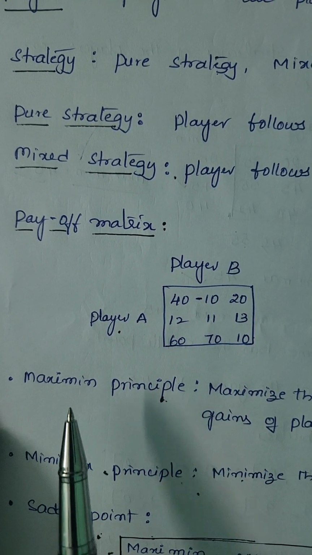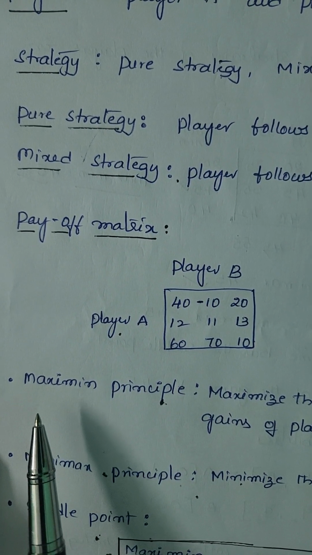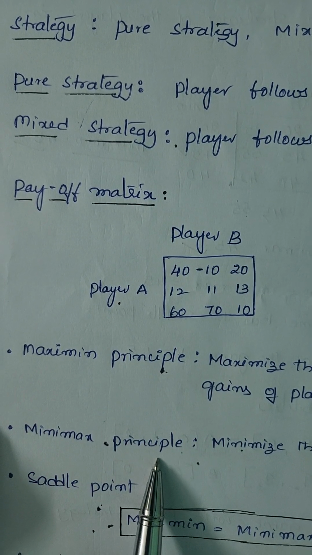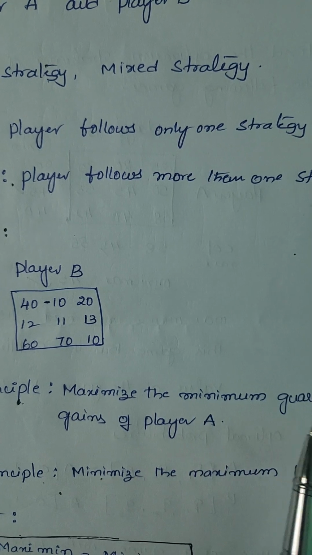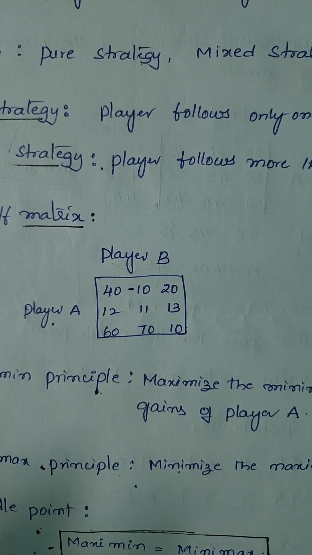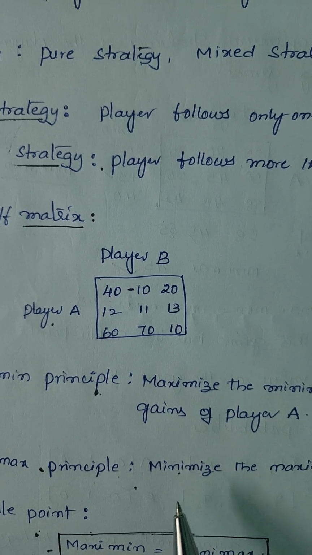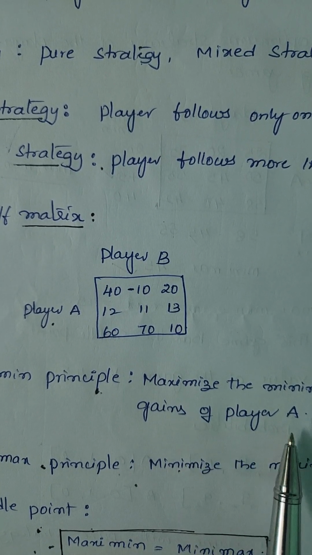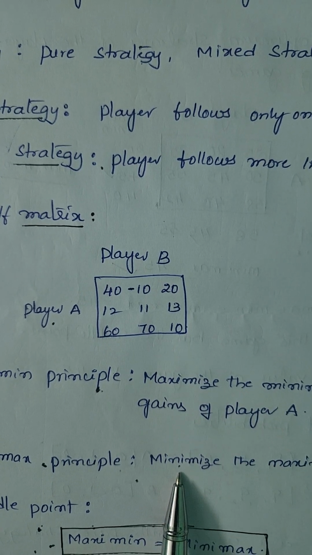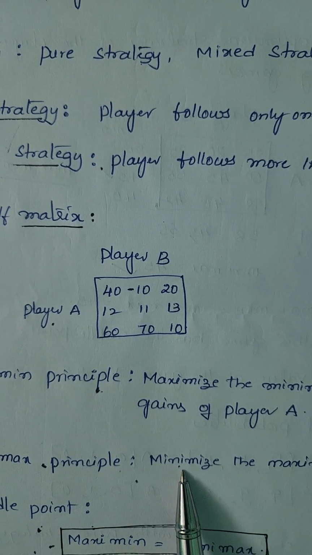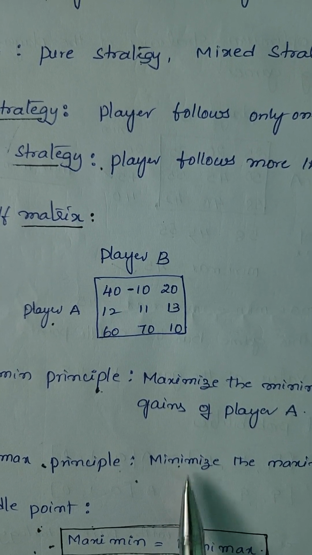A very important principle in game theory is the maximin principle and the minimax principle: maximize the minimum guaranteed gains. In optimization, we maximize the profit and minimize the loss. So in game theory, we will maximize the gains of player A and minimize the losses of player B.